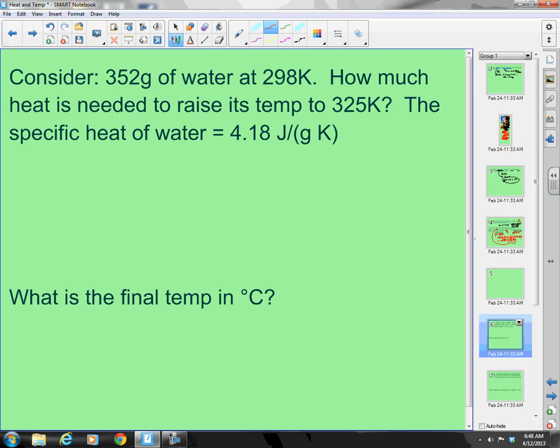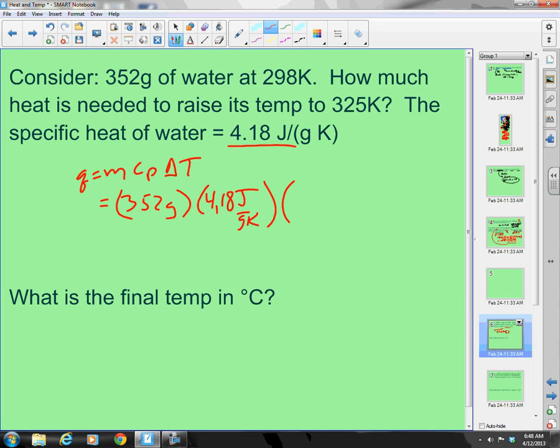Great. Okay, we're going to do what? Q equals m c sub p delta T. So what's my Q? I don't know what my Q is. What's my m? My m is 352 grams. What is my c sub p? 4.18 joules per gram Kelvin. And what is my change in temperature? Where do I start? I start here. That's Ti. That's Tf. Delta T is equal to Tf minus Ti.